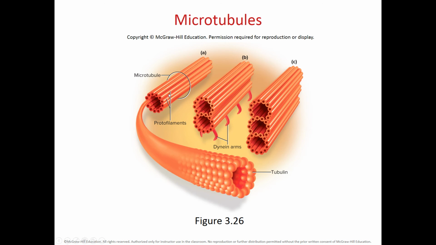So the microtubules are formed of units that are called protofilaments, and if you extend one of these protofilaments, you can see this globular protein that is called tubulin. And attached to some microtubules, you have these dynein arms, and they can form stacks like this.